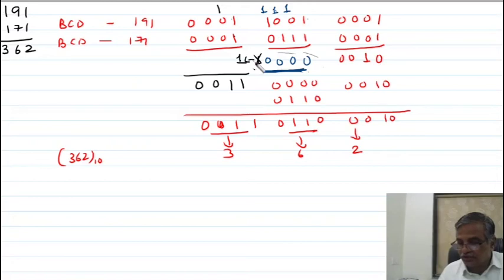So 1 is the carry here. That one I have added here. And this is invalid. This is your invalid. So this is your invalid.